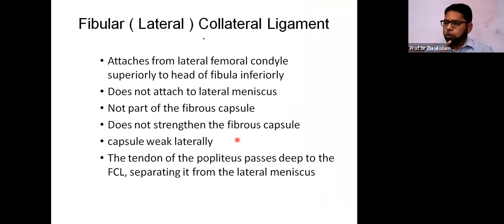Now here the point is, only the medial meniscus is attached with the medial collateral ligament. The lateral collateral ligament does not give attachment to the lateral meniscus and does not strengthen the fibrous capsule. It is weak. So the capsule is weak laterally because this is completely separate, joining the lateral epicondyle with the head. So it is a bit different from the medial collateral ligament, which you call the tibial collateral ligament. The tendon of the popliteus passes deep to the fibular collateral ligament, separated from the lateral meniscus.